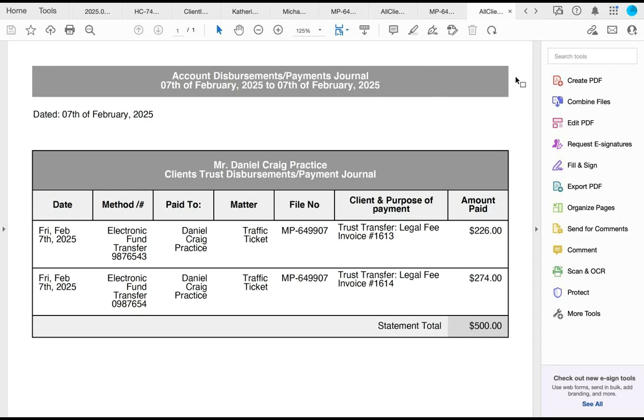This one has payment journals. It's account disbursements or payment journal. Hence, it focuses on your legal fee that was transferred from trust to the general. I hope that clarifies. I think I've got your email ID here. I can probably reach out to you for further information.